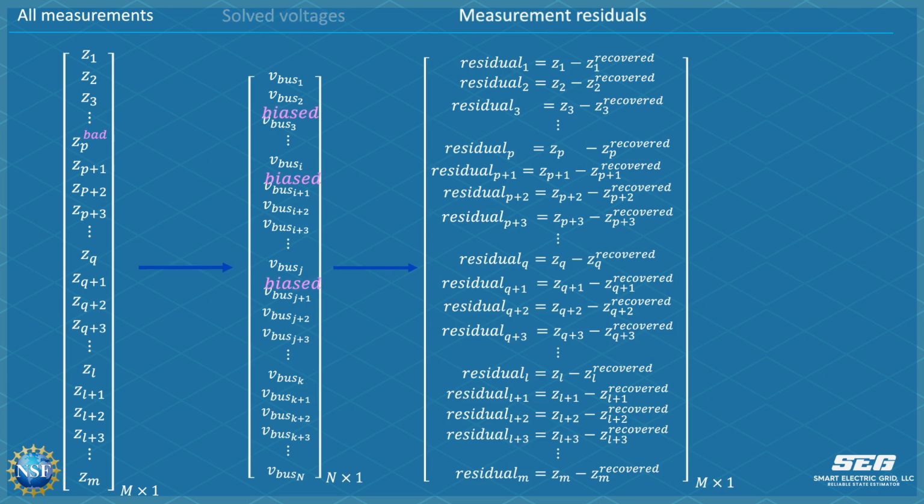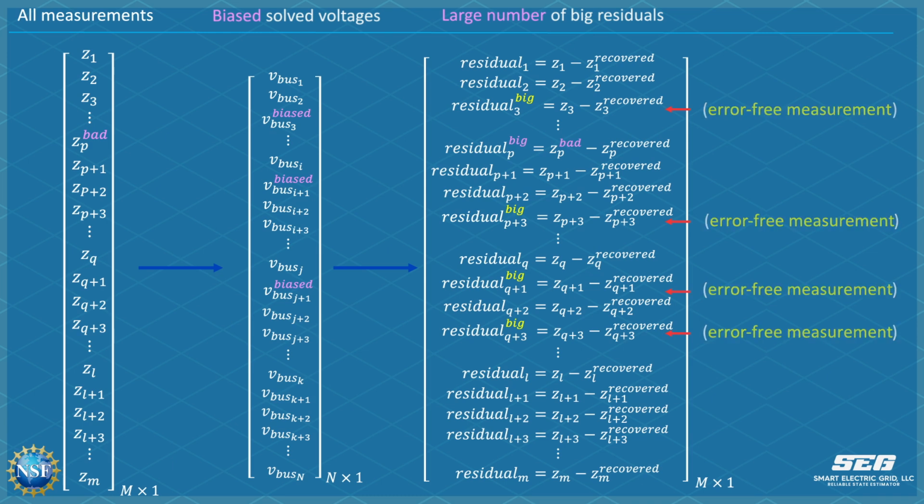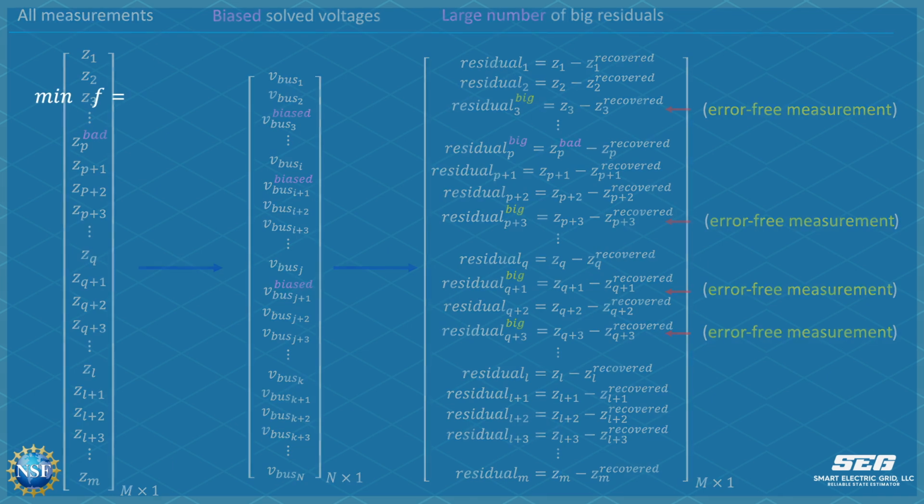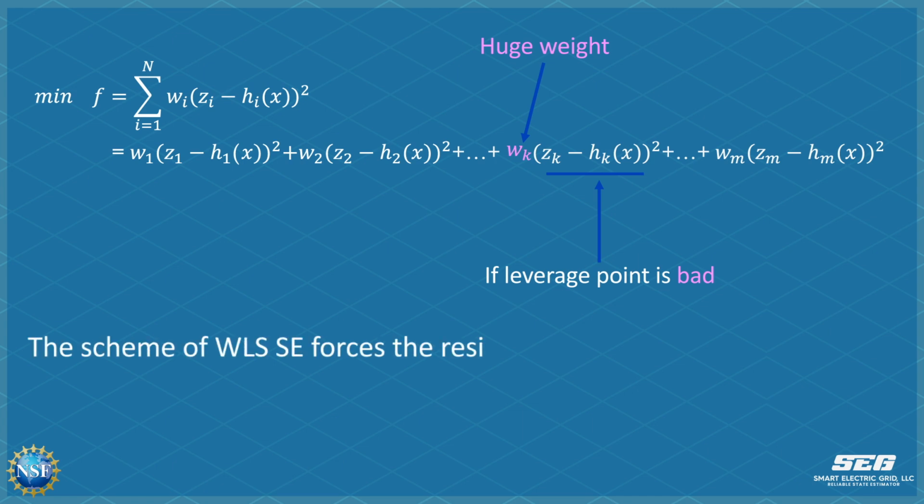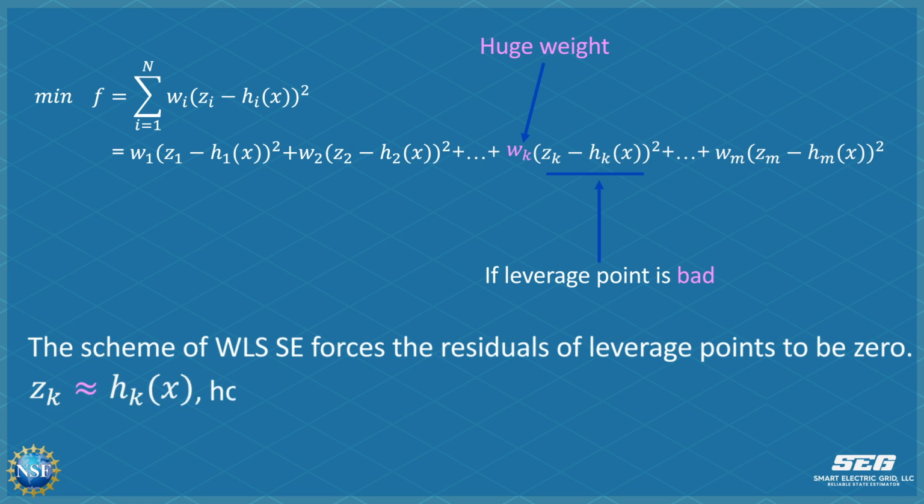In general, a bad measurement P causes 3 biased voltage solutions, and these 3 biased voltages cause big residuals on 5 measurements, which include 4 error-free measurements and the bad measurement P. So large residuals imply either error-free measurements or real bad measurements in a weighted least square state estimator. When the weight of measurement K is huge, this measurement is actually a leverage point measurement. For a bad leverage point measurement, huge weight forces its residual equal to 0, otherwise the objective function will have a big value. However, the sacrifice of 0 residual is that the voltage solution is biased.